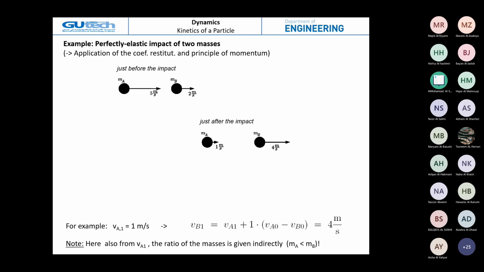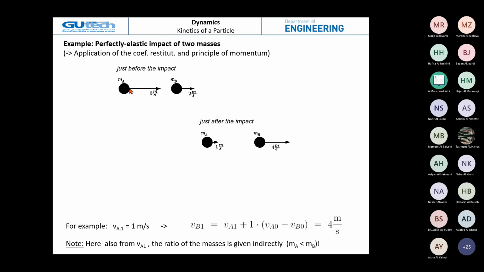Now we take the perfectly elastic impact of two masses, that means epsilon is equal to 1, if we apply the coefficient of restitution and the principle of momentum. Now, both methods. Just before the impact, MA has a velocity of 5 meters per second, and MB has a velocity of 2 meters per second. That means they are moving in the same direction, okay?